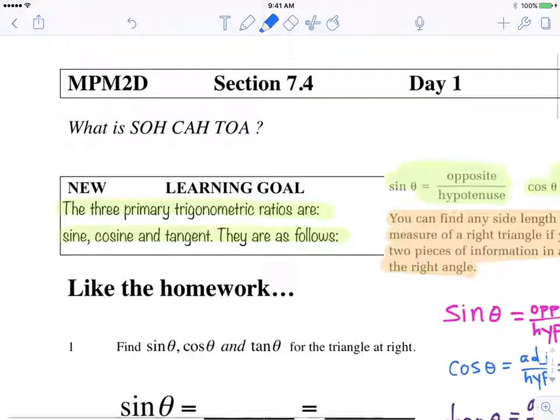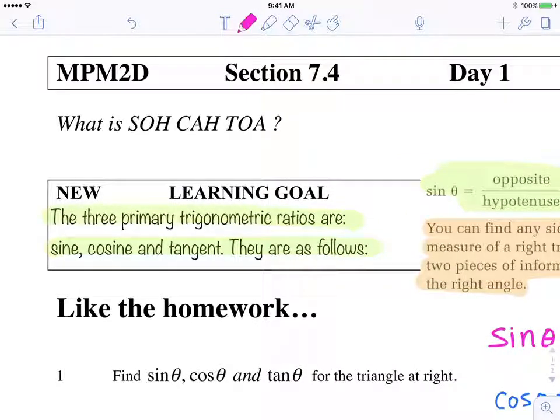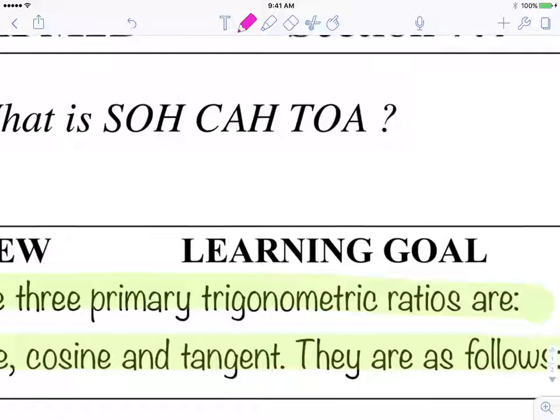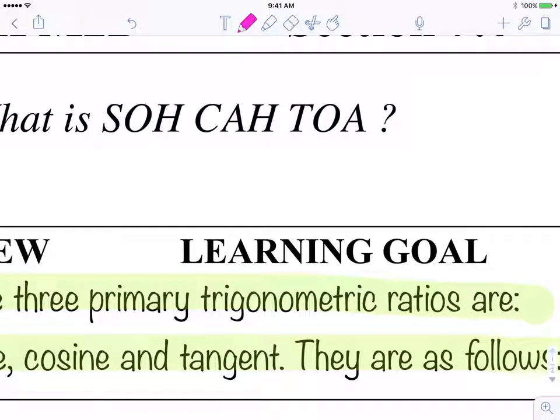SOHCAHTOA is something that we came across last day in class, and basically it is a summary or an acronym for the three primary trigonometric ratios. The first one is sine, the second is cosine, and the third is tangent. And the sine ratio is opposite over hypotenuse. The cosine ratio is adjacent over hypotenuse, and the tangent ratio is opposite over adjacent. Okay, so that's what we're looking at when we look at SOHCAHTOA.